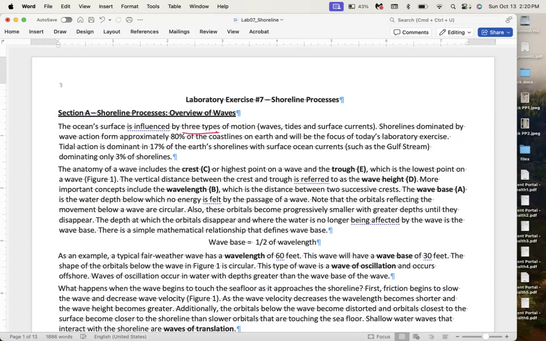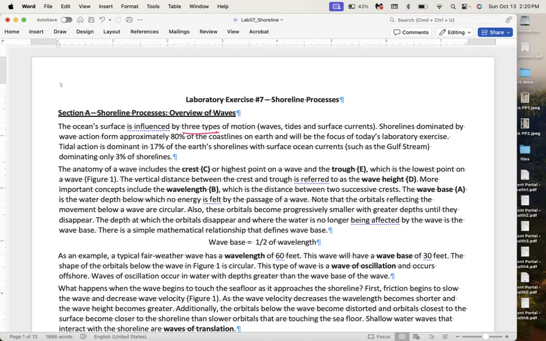Most of the shorelines on Earth are somehow affected by waves. Tidal action covers about 17%. And then currents, such as the Gulf Stream, only about 3%.